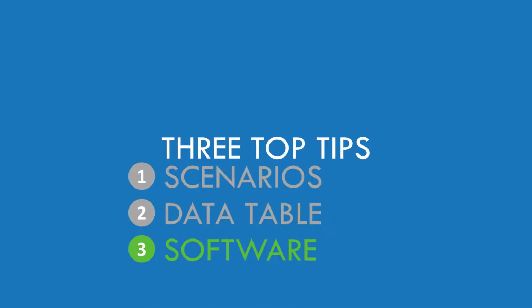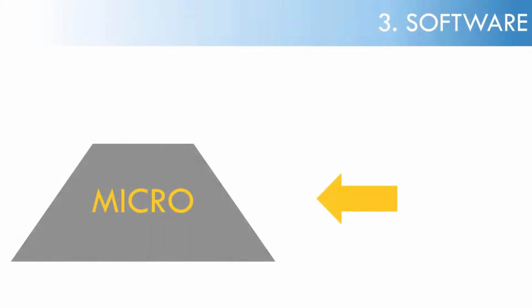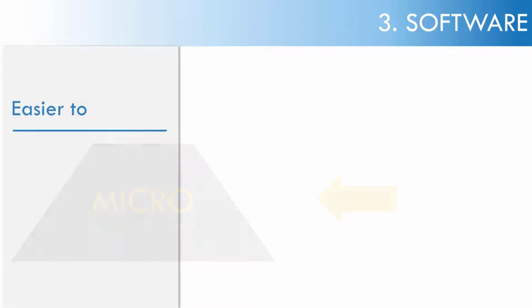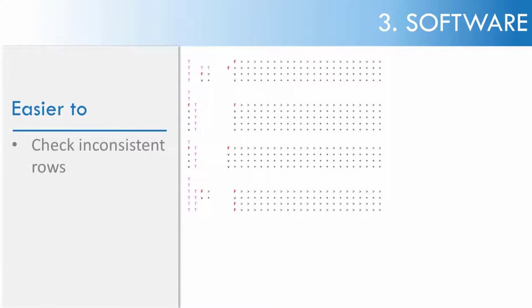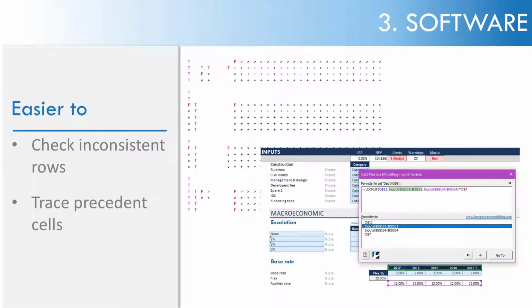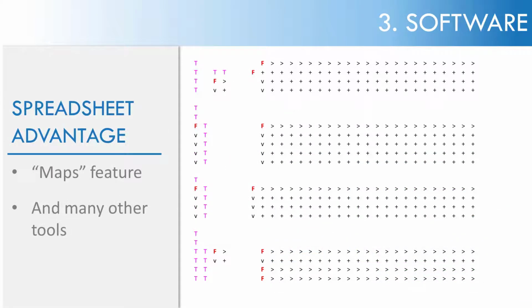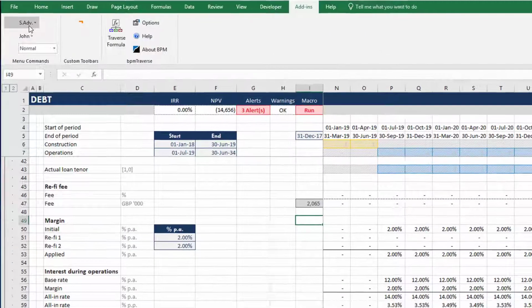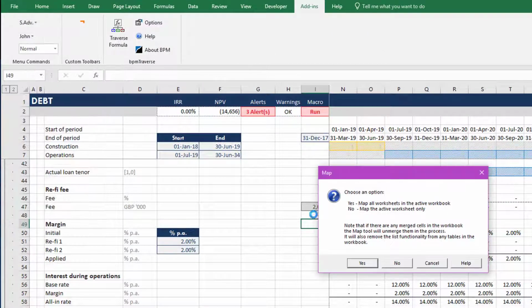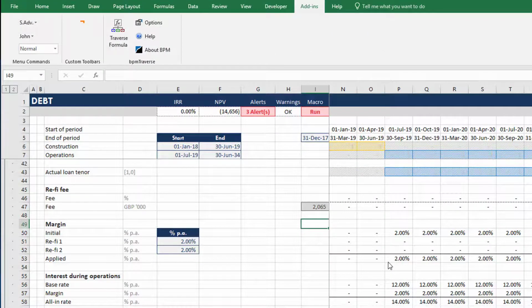Number 3. Use software or add-ins to make the job easier. Here, we are looking at the micro perspective, which is the more time-consuming perspective. Software vendors have solutions to make the job easier. I'm going to cover 2 key pieces of software here. The first one is Spreadsheet Advantage. The Maps feature of the software makes it easy to see where the row inconsistencies are featured.